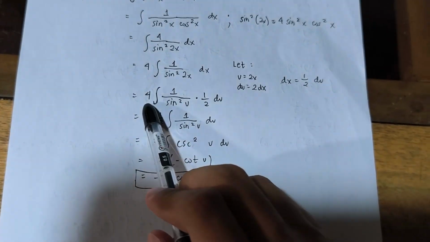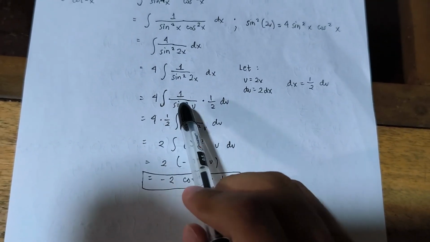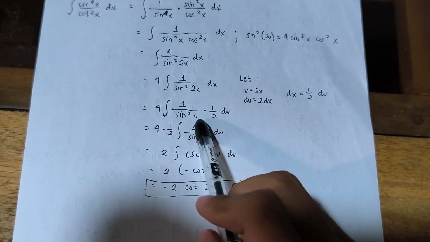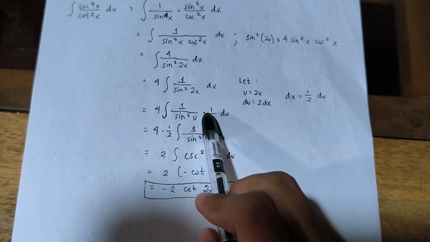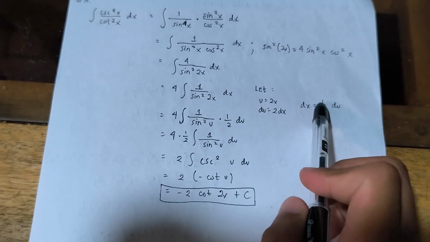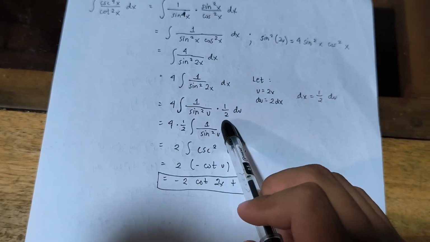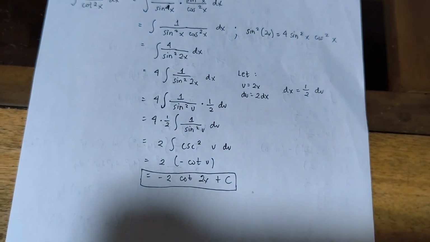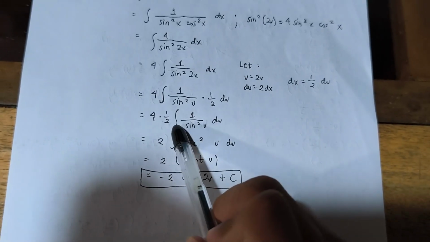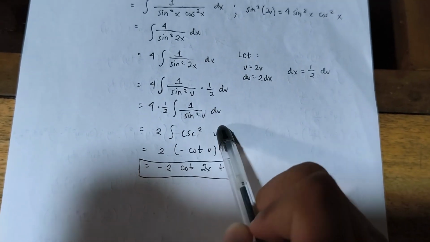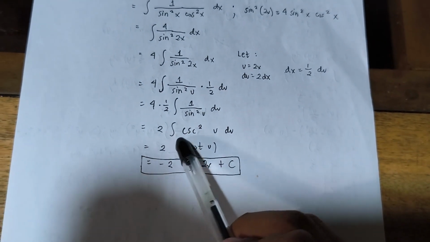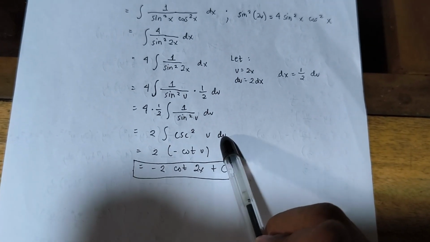Substituting, we have 4 times the integral of 1 over sine squared u, where u is equal to 2x, times 1 half du, since dx is equal to 1 half du. So next we have 4 times 1 half, the integral of 1 over sine squared u du. So 4 times 1 half, we have 2, the integral of cosecant squared u du.